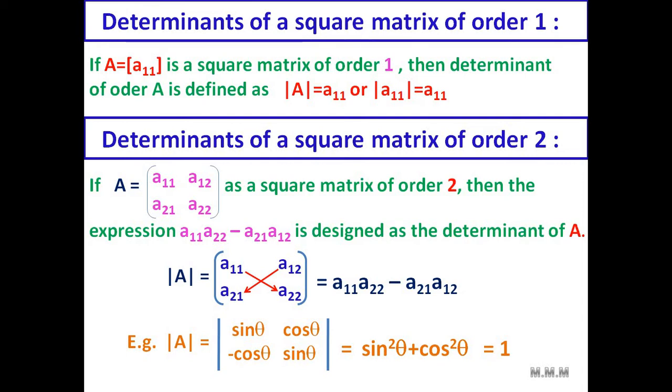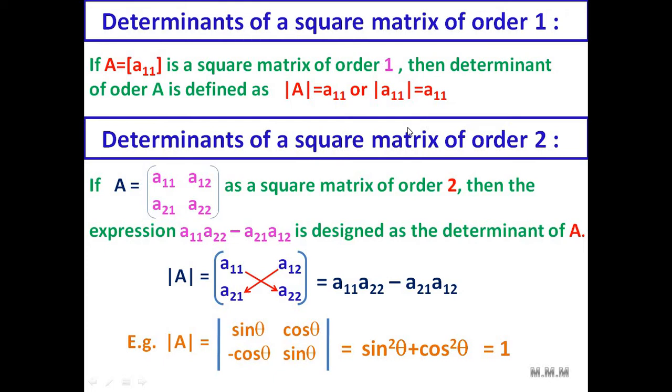Now, determinants of a square matrix of order 1. So what will be the determinant of order 1? Order 1 means 1 by 1. It will be simply the first element a11. If A = [a11] is a square matrix of order 1, then the determinant of A is defined as |A|, and it will be a11 itself.